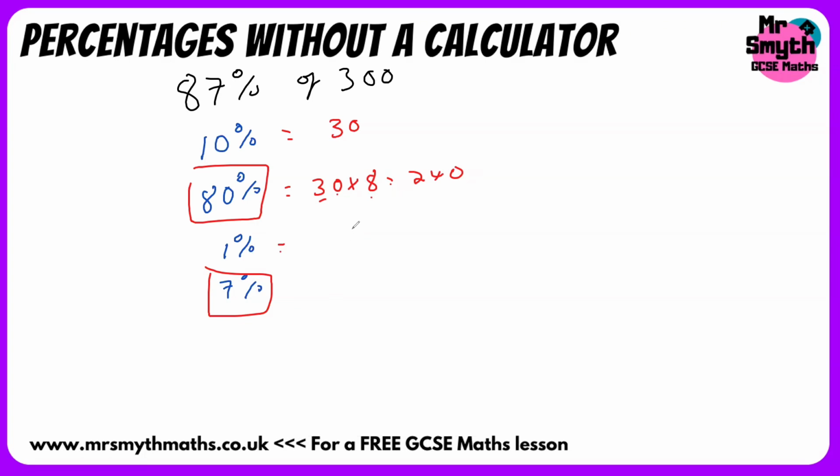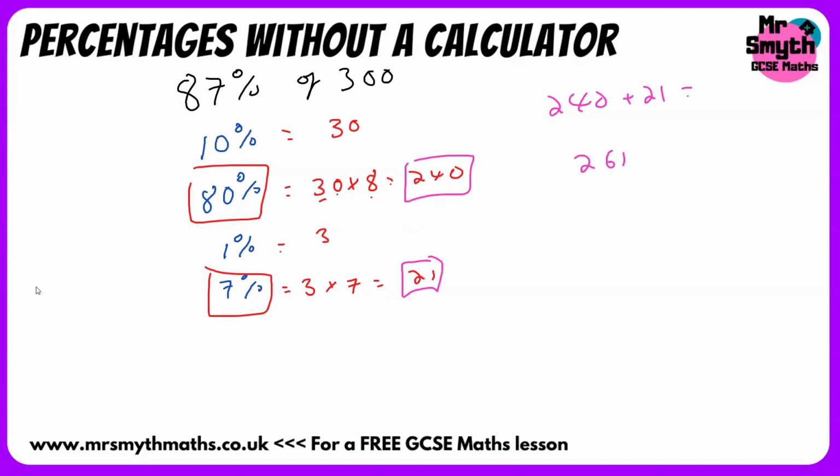1% means divide by 100. So 300 divided by 100 gives us 3. We then take that 3 and we times that by the 7, and that's going to give us 21. So the final thing is, we know we need the 80%, which is 240. We need the 21, which is the 7%. Add that on the end, and that's going to give us 261. And that's it. That's all we need to do.